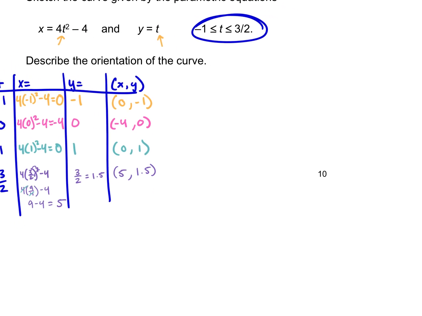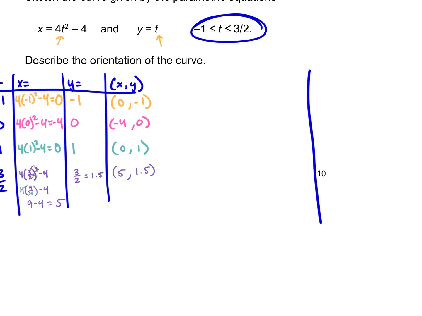All right, let's plot these points. So I'm going to draw my graph here.